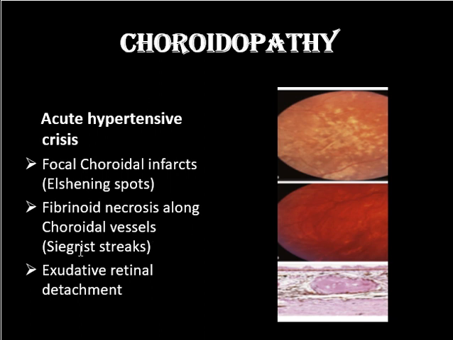You see the retina is elevated and it has all the features as we have read in the chapter of exudative retinal detachment. So there is exudation, subretinal exudations, vessels from the choroid are leaking. So this leads to the exudative retinal detachment.